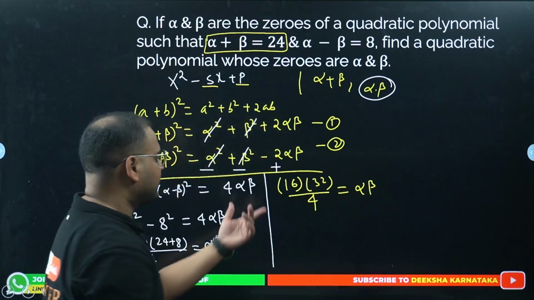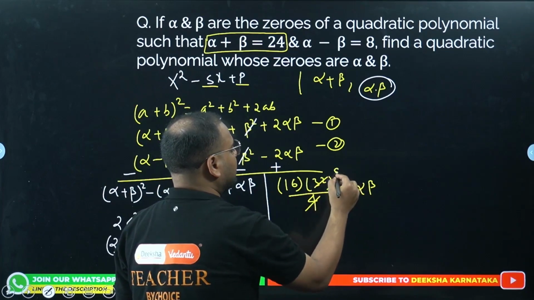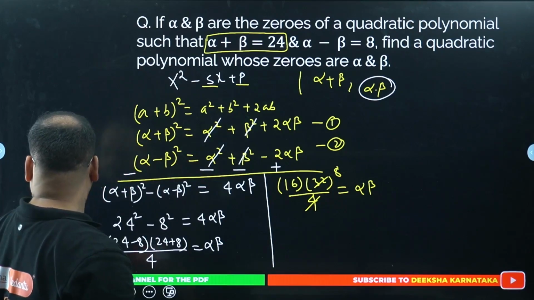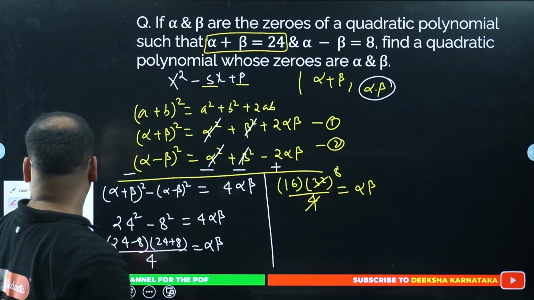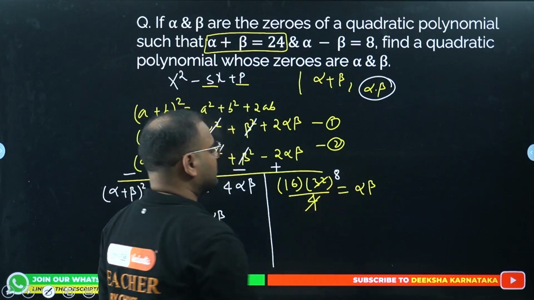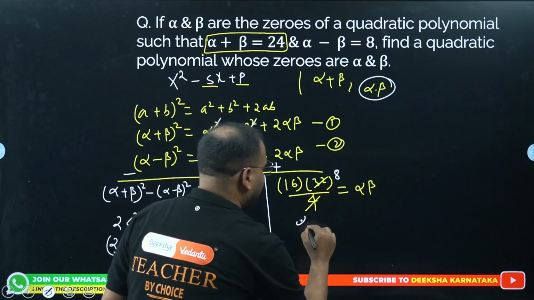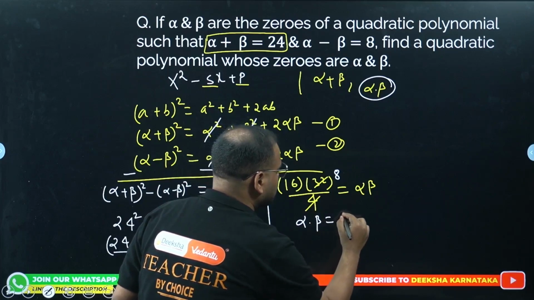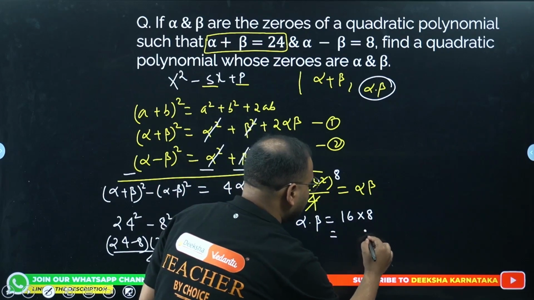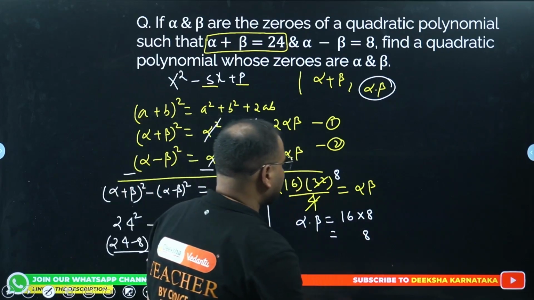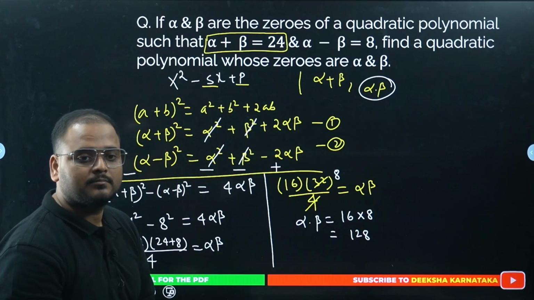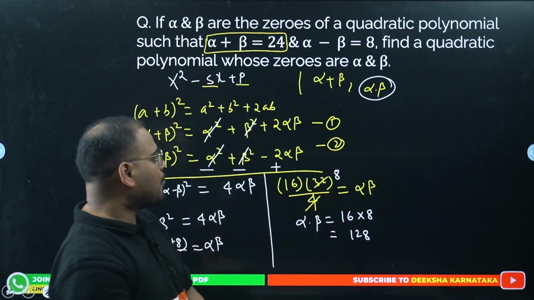Cancel 4 and 32. 4 eights are 32. What do we have now? Alpha into beta equals 16 into 8. 8 sixes are 48, carry 4, 8 ones are 8 plus 4, that's 12. That's the answer. 16 into 8 is 128.